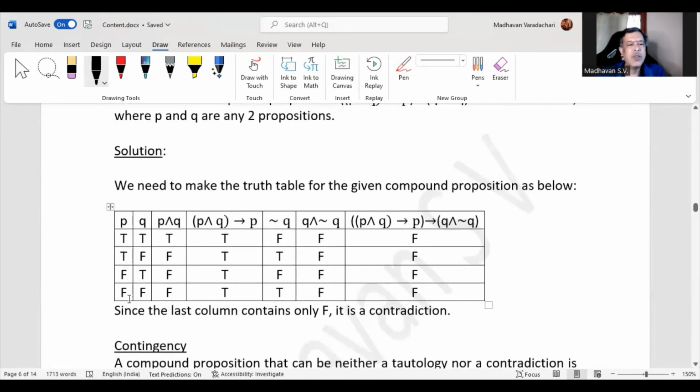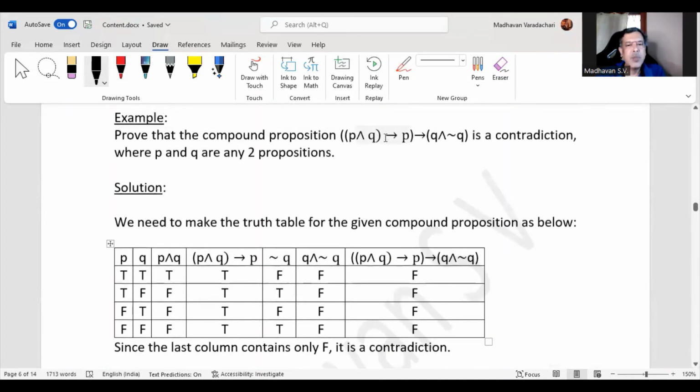So we need to make a truth table for the given expression. We write all possible values of P and Q. Then the next step is to find out P and Q. We know when both are true, only then it is true, otherwise it is false. So we wrote that. Next comes P and Q implies P. So this is considered to be the first statement. This is considered to be the second statement.